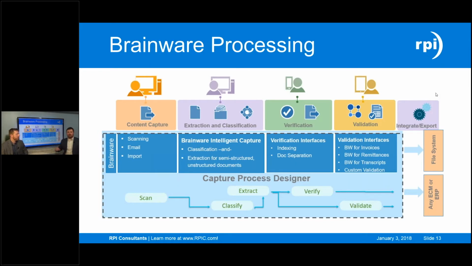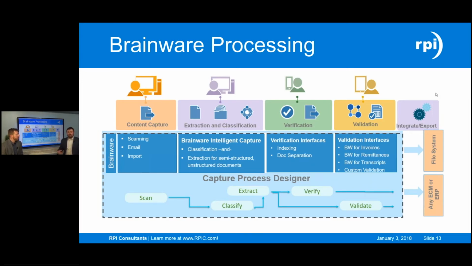So this is a little bit of an overview of the Brainware process. Obviously, the first step is getting the document into Brainware, and you can do that either through scanning, email, or file import. Once that document is imported, Brainware will create a batch using that document, and that batch will be assigned a state ID. The state ID is what Brainware uses to determine where in the process that batch is.